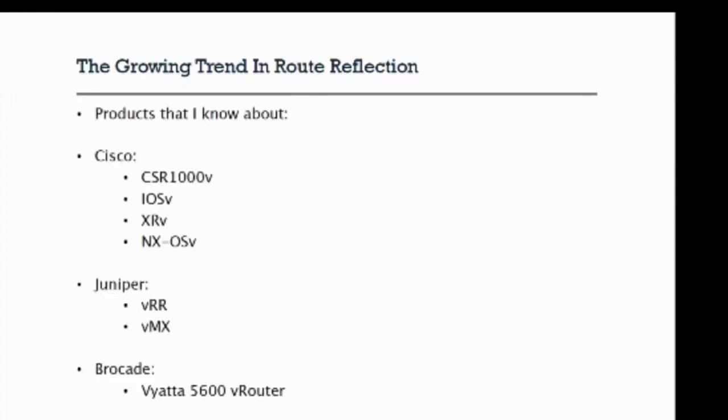These are some of the ones I'm aware of myself. We use the Cisco CSR1000V. We'll go into that a little bit, but there's a bunch of others, as you can see, from Cisco, NX-OSv, XRv, and so forth. Juniper's VRR and vMX, Alcatel-Lucent, now Nokia with the VSR. Brocade's Vyatta is also quite popular.